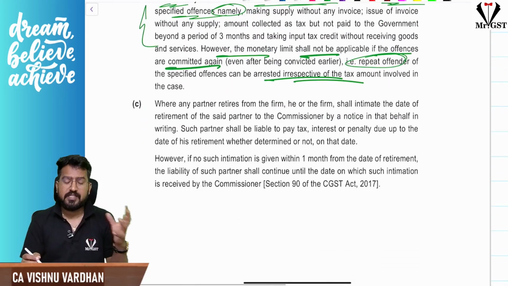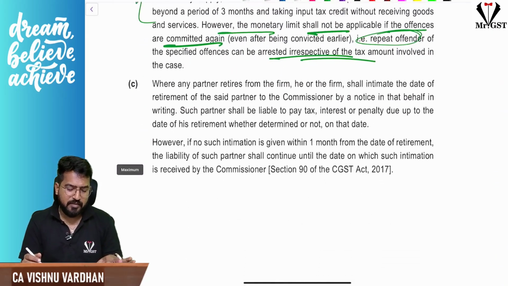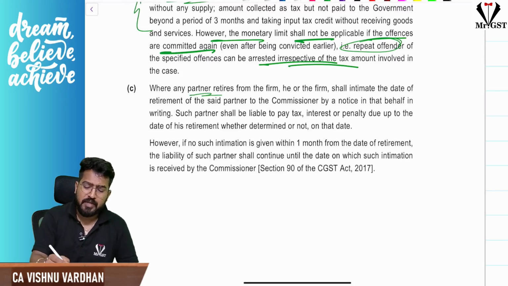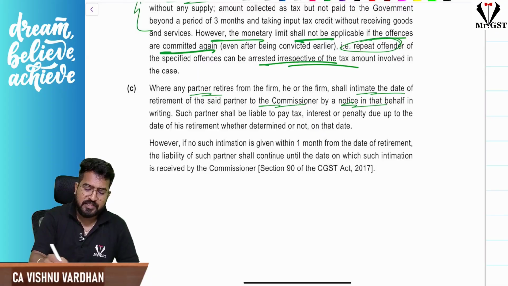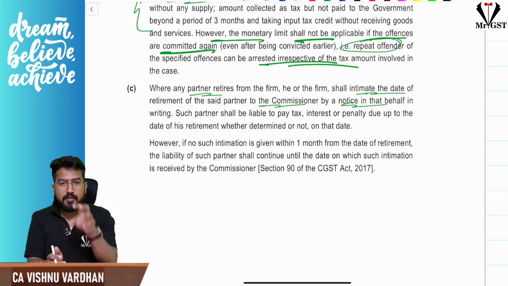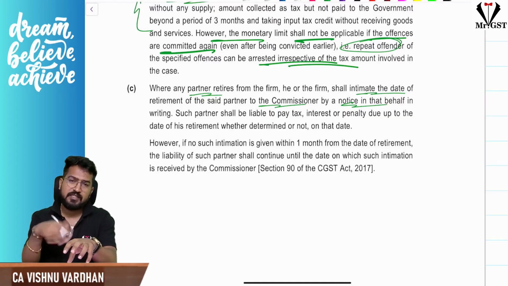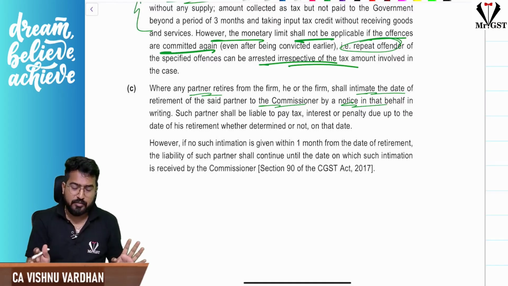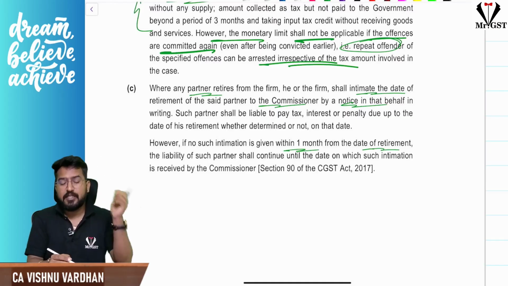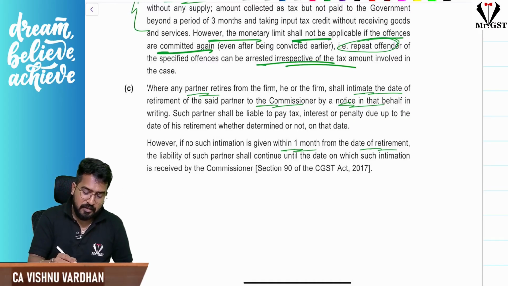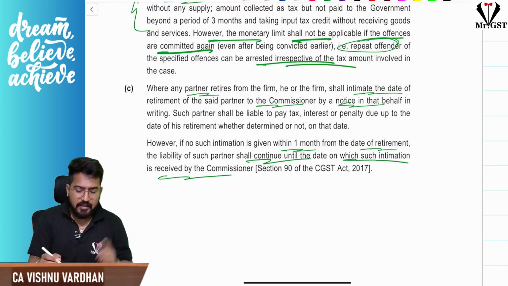Okay, sir. What is the responsibility of the retiring partner? What is his tax liability, sir? Whenever a partner retires from the firm, he shall intimate that to the jurisdictional commissioner by notice in that behalf. But whatever liability was incurred till that period when he was a partner, whether it is ascertained or will be ascertained in future, for that he will also be liable. But if he does not give the intimation within 1 month from the date of retirement, he shall continue to be liable for all the liabilities arising till the date of intimation.